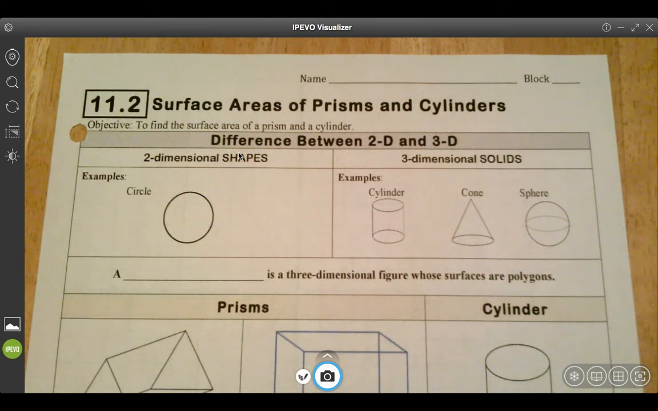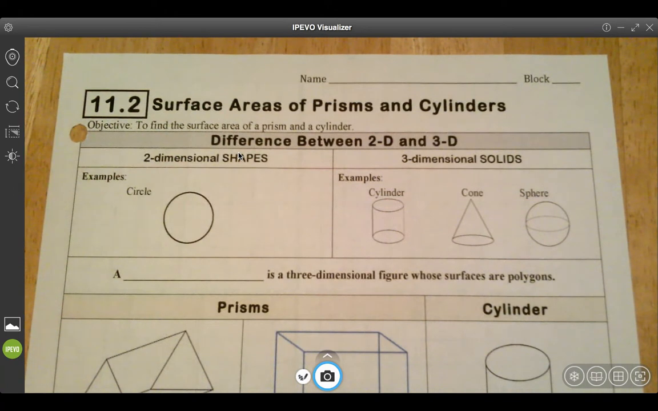Chapter 11 will actually be 3 parts instead of the normal 2. This part covers 11.2 and 11.3, and we'll be talking about surface area. Our first section is surface area of prisms and cylinders, and our objective is to be able to find the surface area of those shapes, specifically prisms and cylinders.